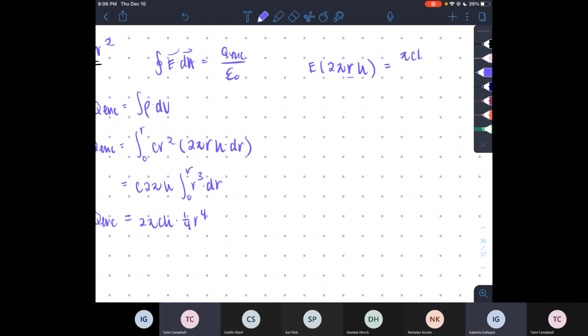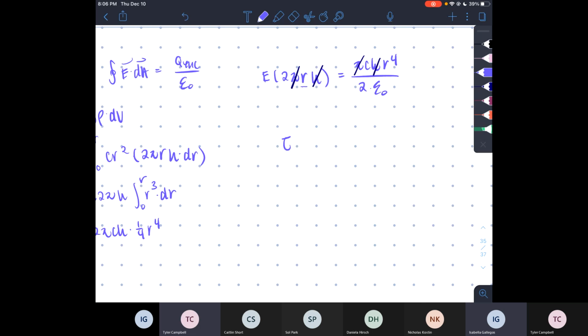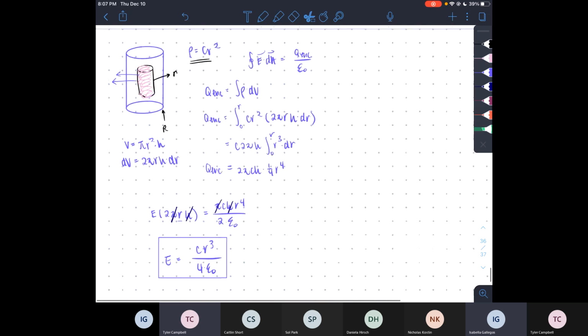So this becomes this. Cool. Then we can start canceling stuff out. This is why the length of whatever object you're looking at never really matters, because it always cancels. Sorry, my screen keeps moving around also. But then you're going to get this expression, and that's going to be your E field for a point within the radius of the bigger cylinder. Does anyone have any questions on that?